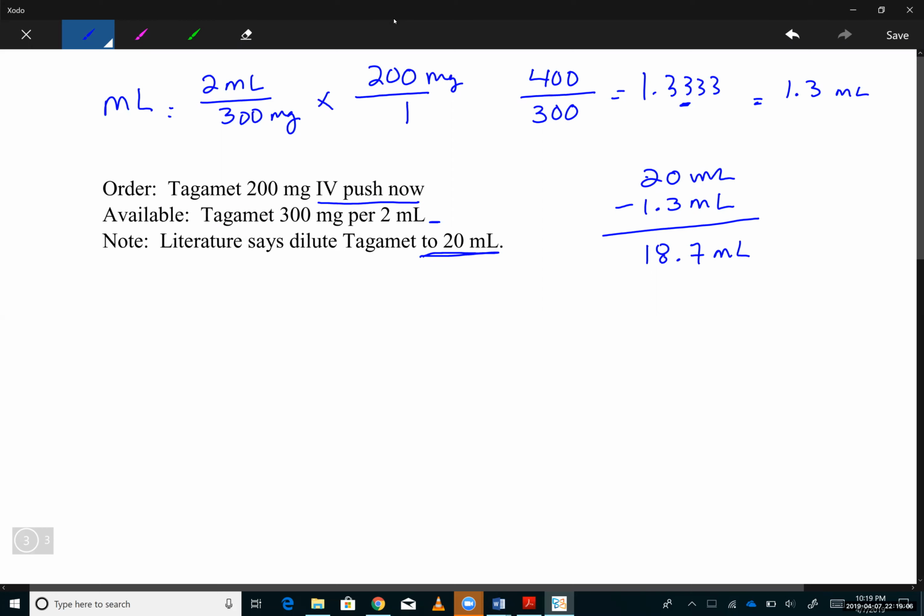you both how much medication and how much diluent. So just pay attention and know which ones you're figuring out. We have 1.3 milliliters of medication and 18.7 milliliters of diluent.